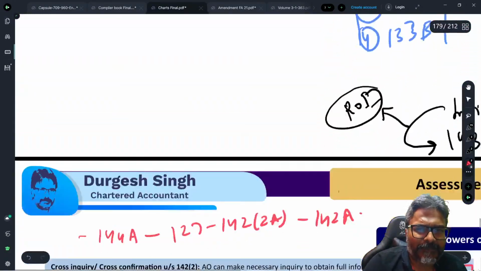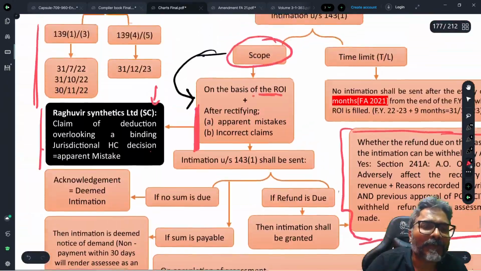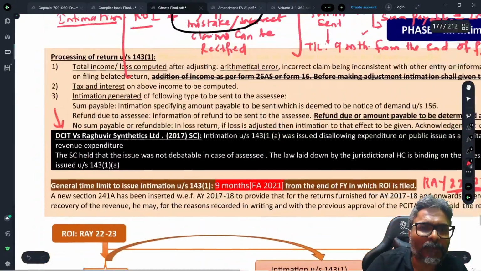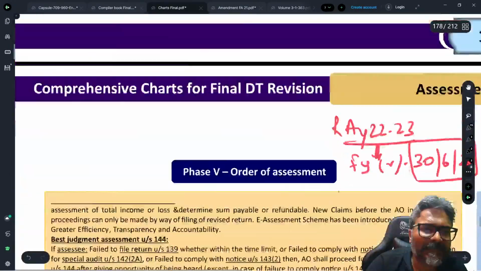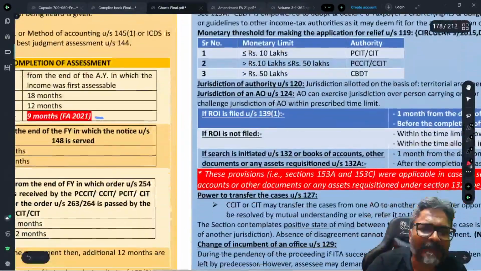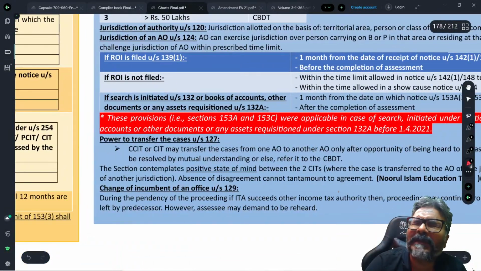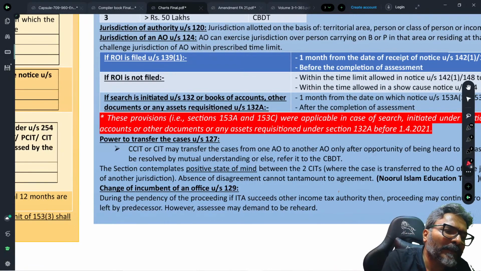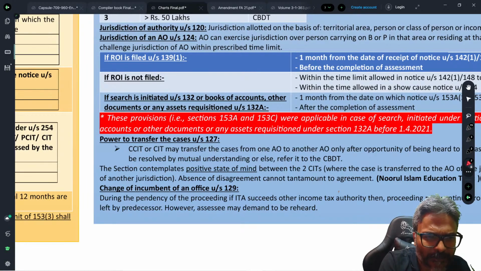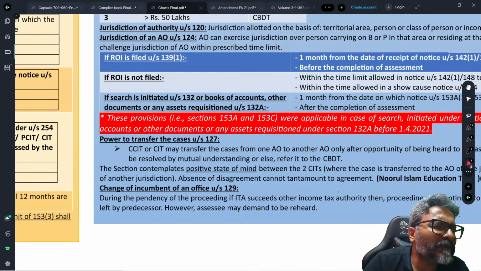But what if, students, there is no such JCIT who exists? If there is no such JCIT, then what happens? Then definitely the AO will go to the CIT, and the AO will say: look, there is no JCIT to whom I can refer the case so as to get the direction, so please give me the special audit.